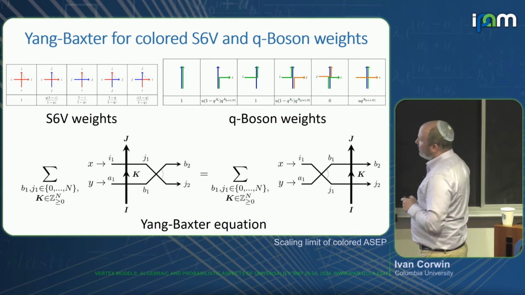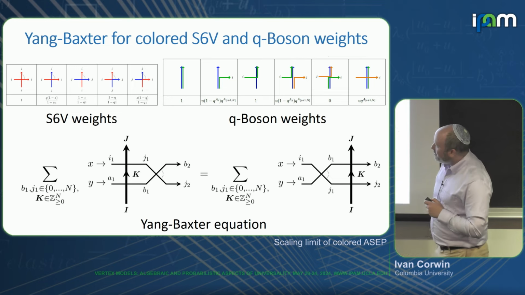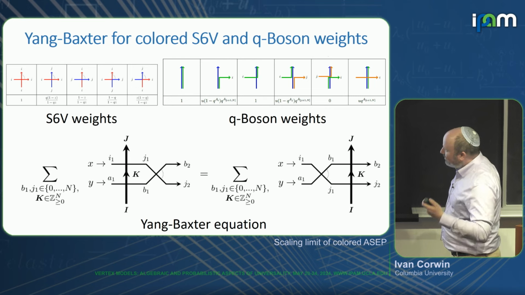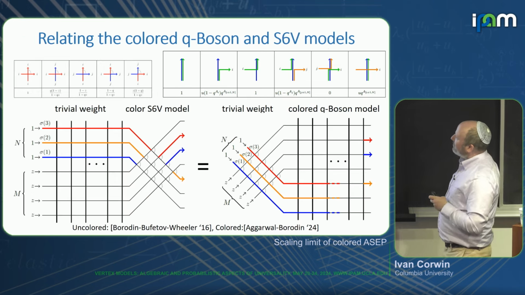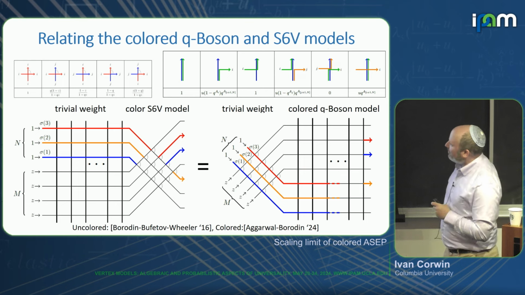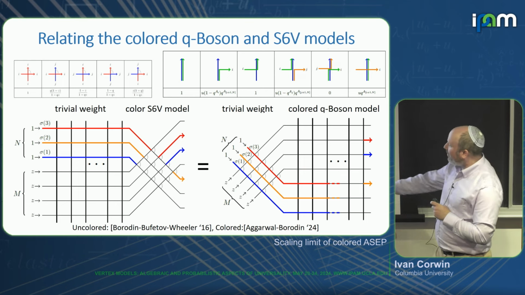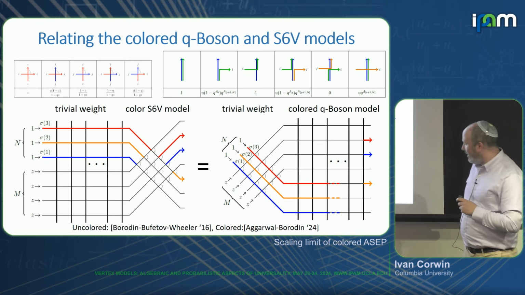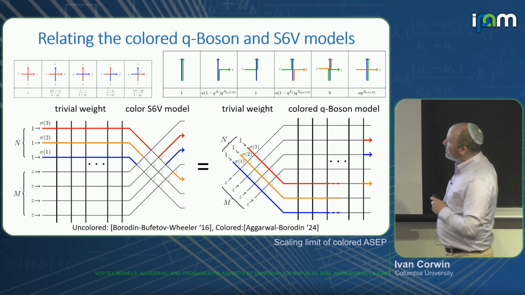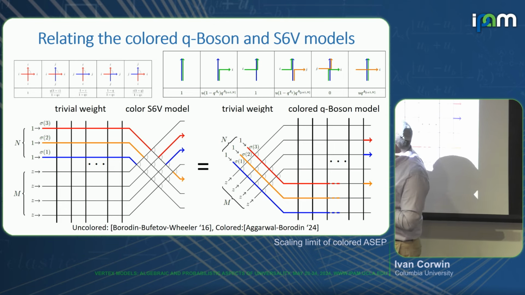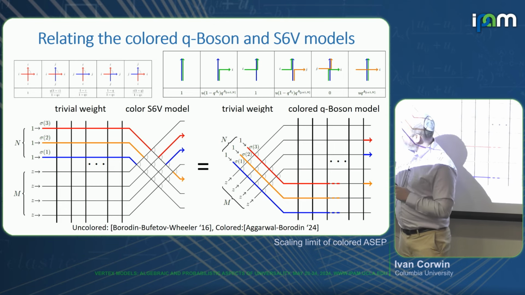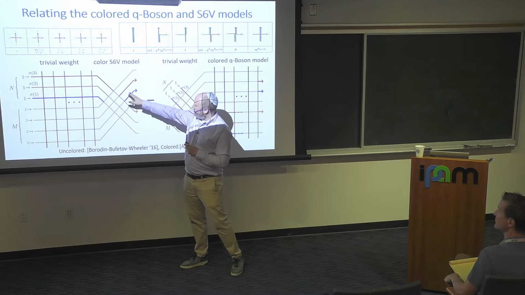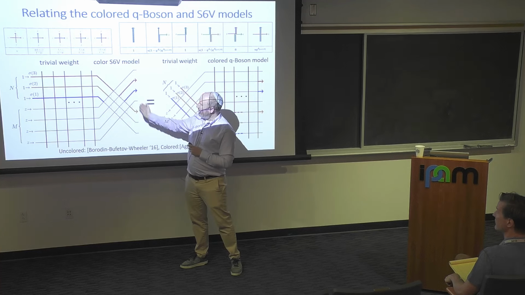Once you have this Yang-Baxter relation, you can prove a relationship between the stochastic six-vertex model. You can embed it into an object that you could call the colored Q boson or the colored Hall-Littlewood process. And this is an argument that in the uncolored case was done by Borodin, Bufetov, and Wheeler, and in the colored case by Aggarwal and Borodin. And the argument goes as follows. So here you have a colored stochastic six-vertex model with arbitrary initial data on one side. You specify where the arrows are coming out on the other side.